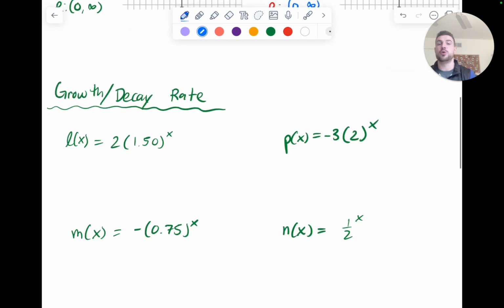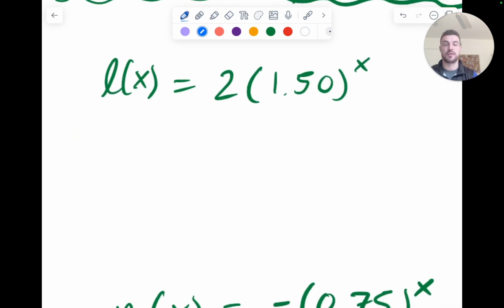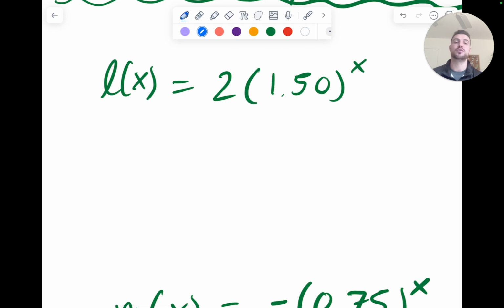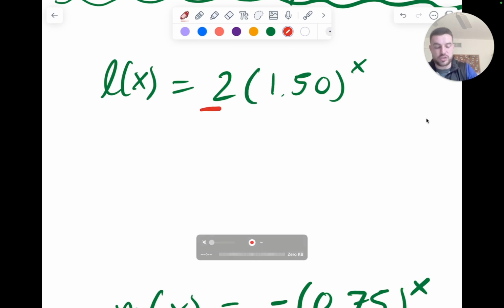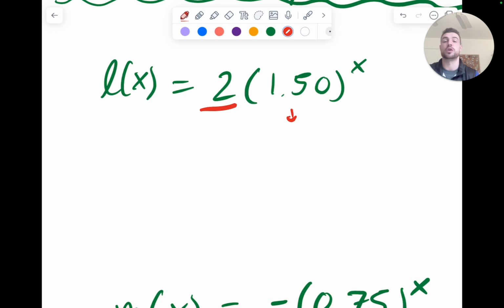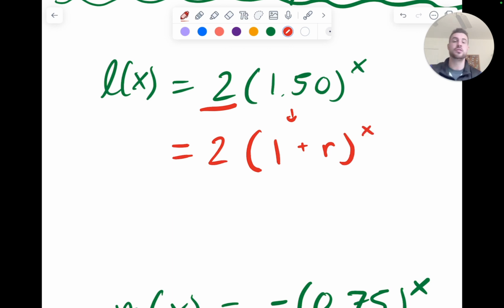Now, when we look at equations like these, we can actually figure out what our growth and decay rates are. So let me give you an example. We have L of x equals 2 times 1.50 to the x power. Now, we've got a 2 in front, but the important part here is our base. Remember, the base determines if we're going to be growth or decay. Well, typically what we like to do is we separate that base value to 1 plus or minus whatever our ratio would be. Well, this is 1.5, and so therefore our R value is 0.5.